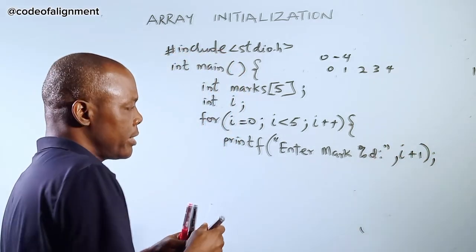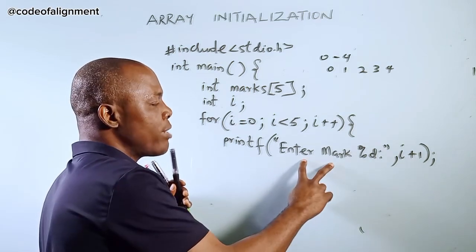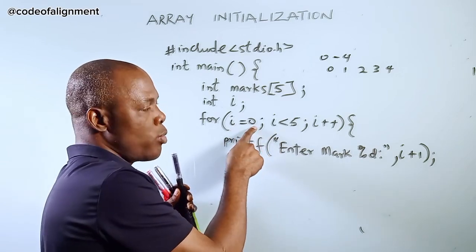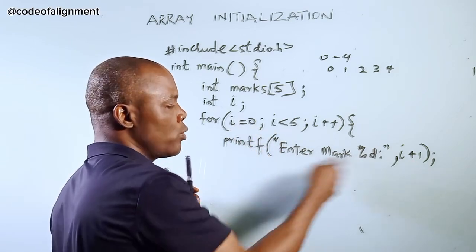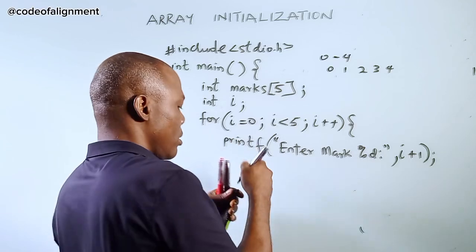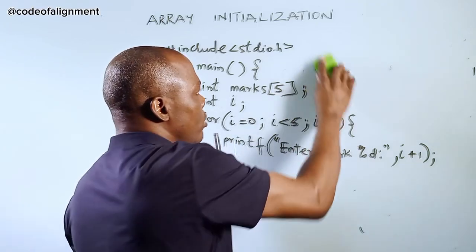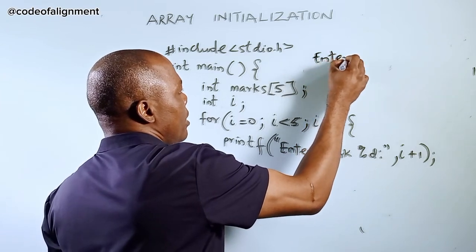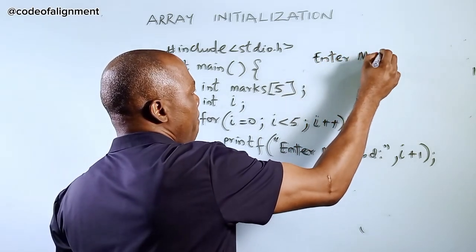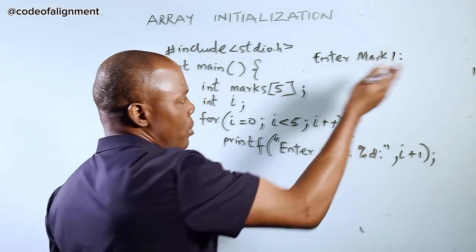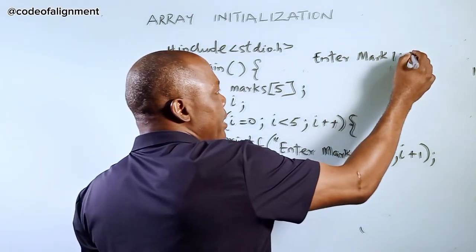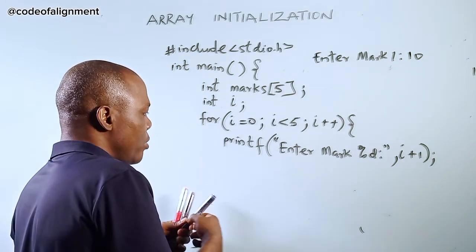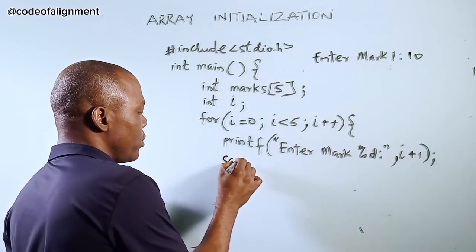So what I'm doing here is I'm simply saying print out this on the screen, "Enter mark", then my i is what? 0. So 0 plus 1 is 1. So it is going to print out "Enter mark 1" on the screen. Then I will enter 10, for example. When I enter 10, it will do another thing here. I will call another function, scanf.